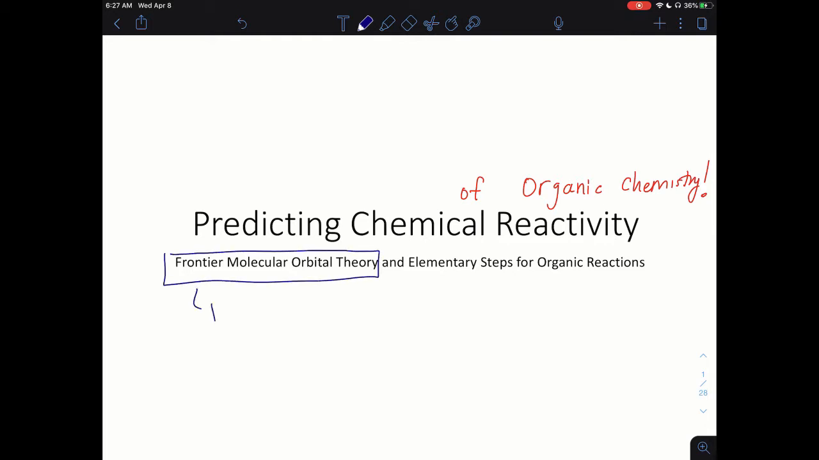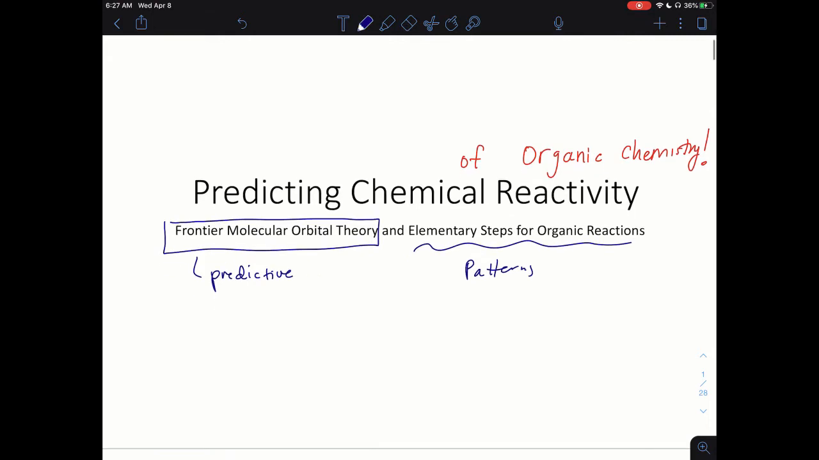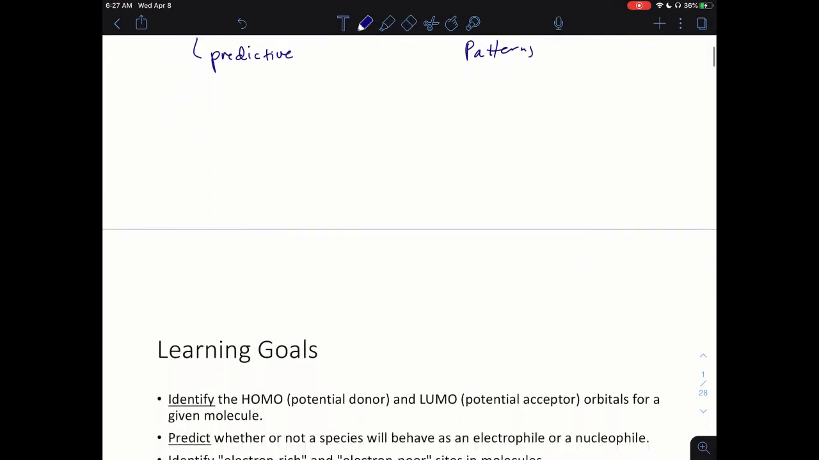This is a predictive tool that we'll use to predict what in the world is going to happen when you combine two molecules together. And then there will be some patterns. And we're going to start to look at those patterns of chemical reactivity, but we're really going to take them step by step in detail later.